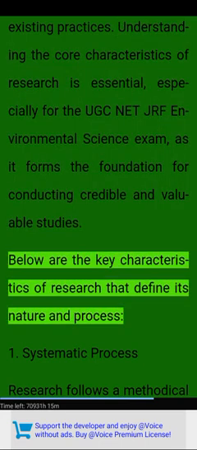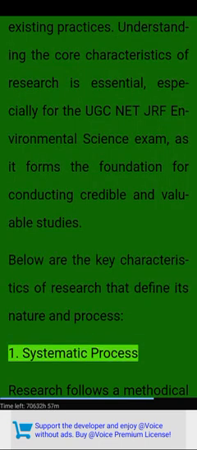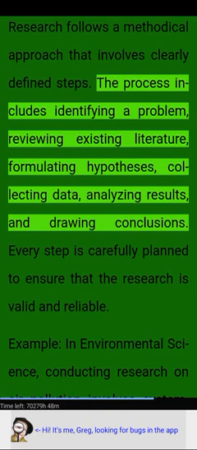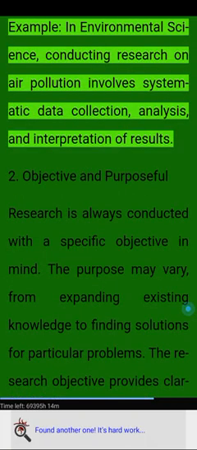Below are the key characteristics of research that define its nature and process. 1. Systematic process. Research follows a methodical approach that involves clearly defined steps. The process includes identifying a problem, reviewing existing literature, formulating hypotheses, collecting data, analyzing results, and drawing conclusions. Every step is carefully planned to ensure that the research is valid and reliable. Example: in environmental science, conducting research on air pollution involves systematic data collection, analysis, and interpretation of results.